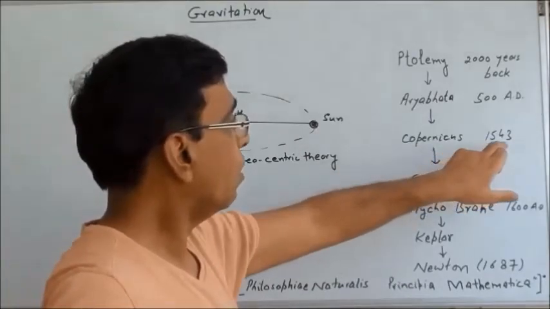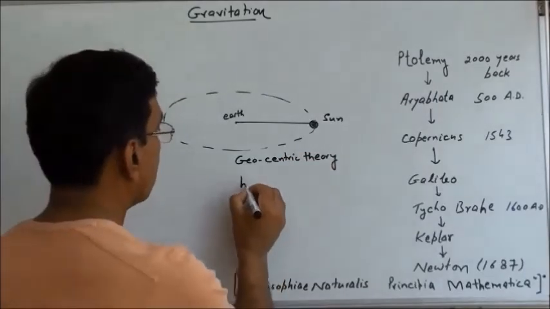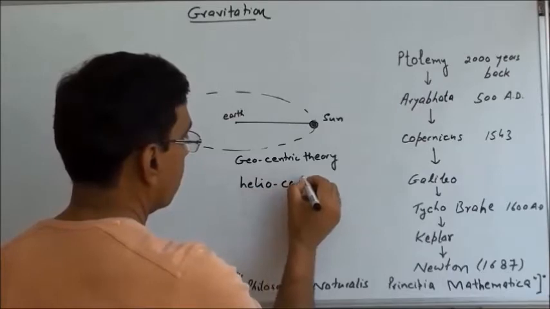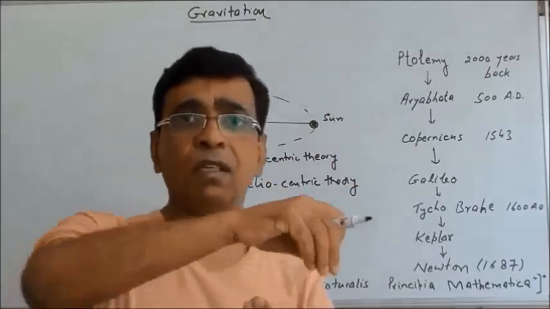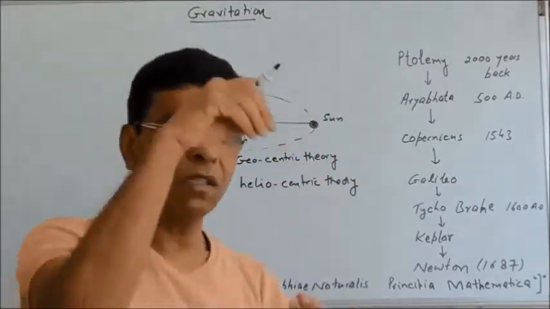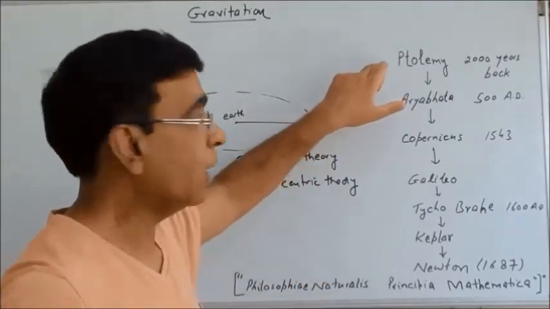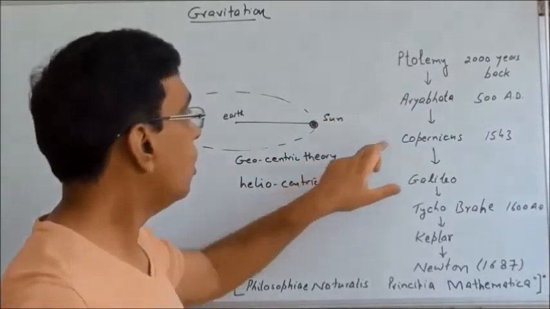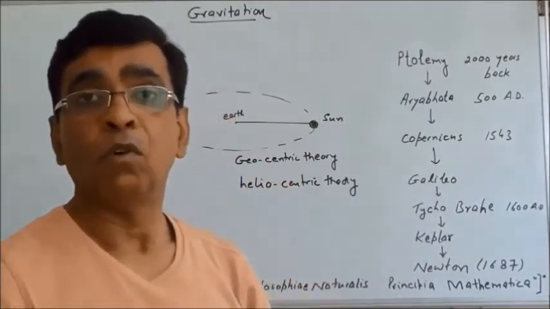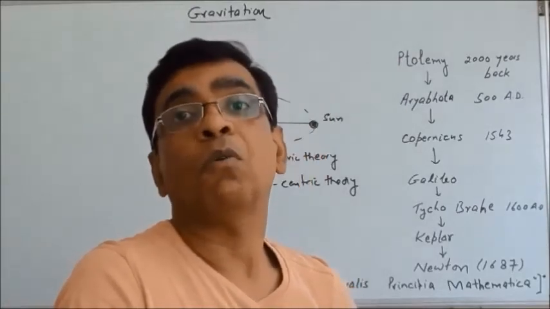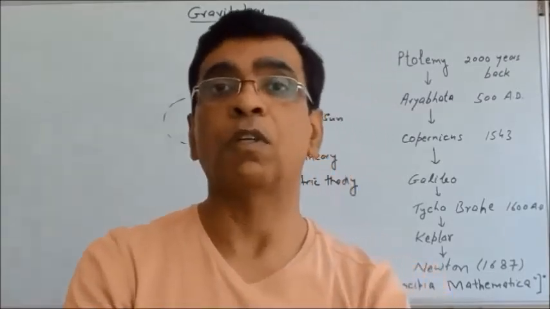Copernicus, in about 1543, also championed the heliocentric theory. Heliocentric theory means the Sun is at the center and Earth is moving around it. Geocentric theory means Earth is at the center and the Sun is moving around it. So the geocentric theory was given by Ptolemy. Aryabhatta gave the heliocentric theory. Copernicus also gave the heliocentric theory. He also found the motion of Earth about its own axis. So apart from telling that Earth moves around the Sun, he also told that it moves about its own axis.